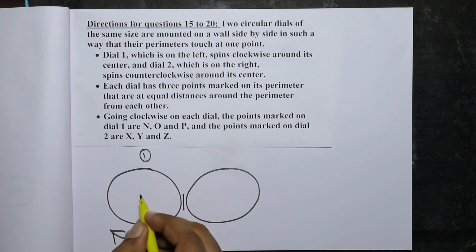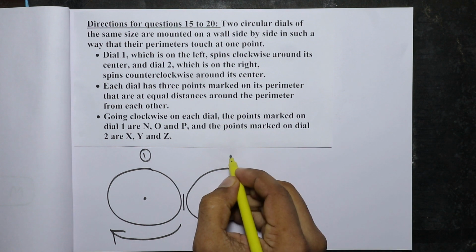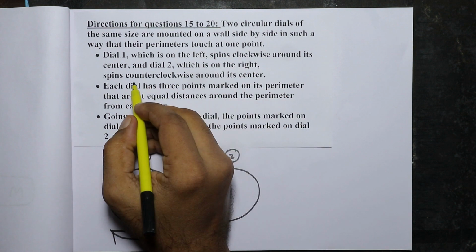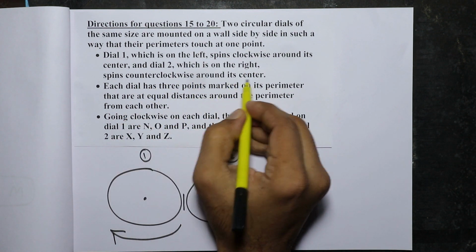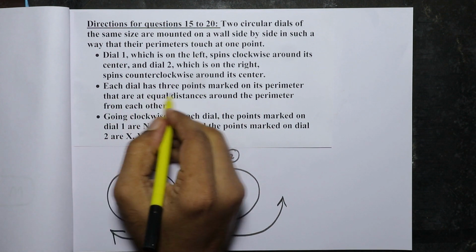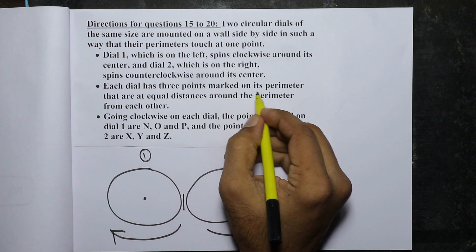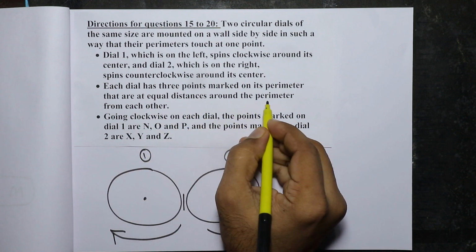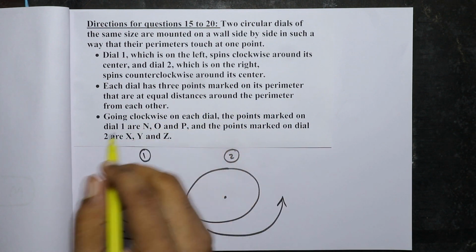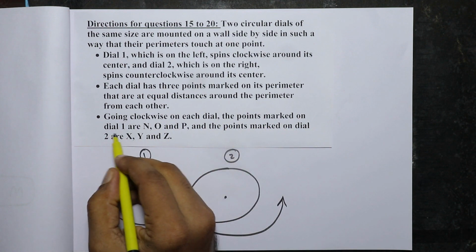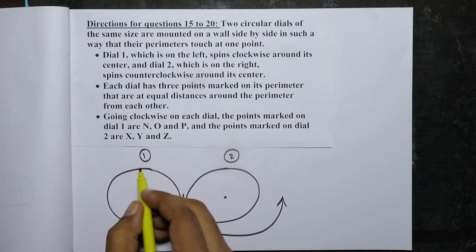So this is dial 1, this is dial 2, and dial 2, which is on the right, spins in the counterclockwise direction around its center. So in the counterclockwise direction, so like this. Each dial has 3 points marked on its perimeter that are at equal distances around the perimeter from each other. Going clockwise on each dial, the points marked on dial 1 are NOP.